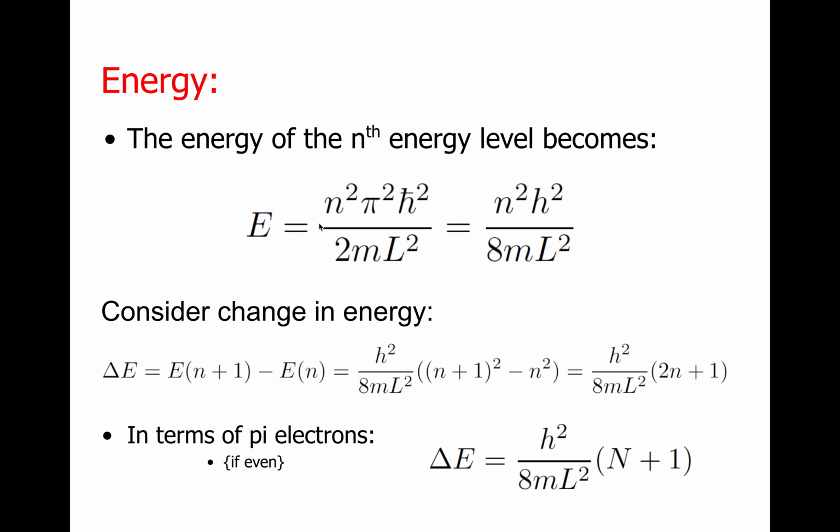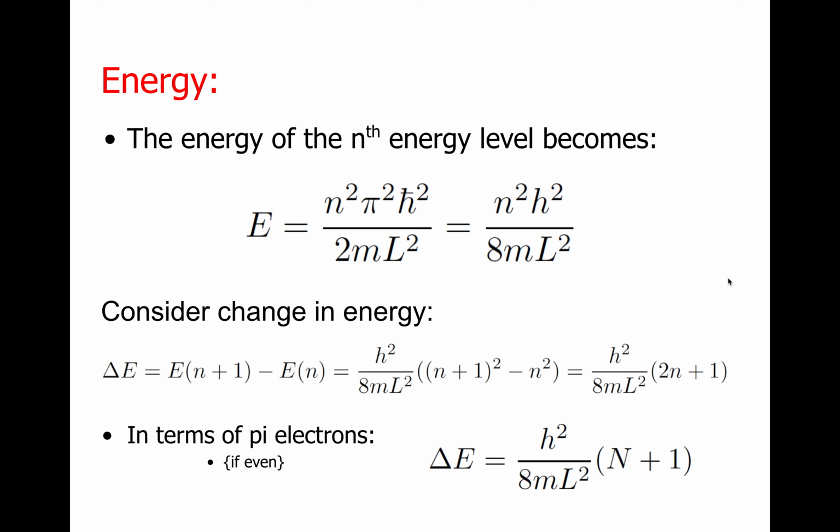Now, n is the energy level. Consider a change in energy level. Say we're going from the nth energy level to the n plus 1th energy level. Okay, so delta E is E of n plus 1 minus E of n. Simply use this, or this one if you want, but let's stick with this one for now, and plug it into here, and simplify. So delta E is h squared over 8mL squared times 2n plus 1.